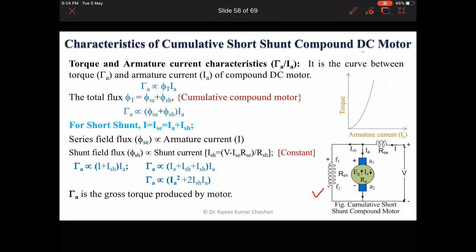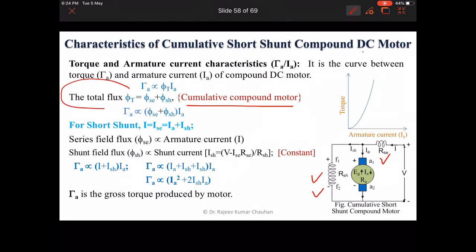Tau is proportional to phi into Ia, where phi is the flux and Ia is the armature current. In case of a cumulative compound motor, there are two field windings: one is the shunt field winding, the second is the series field winding. Therefore, the flux phi depends on the flux produced by the series field winding and the flux produced by the shunt field winding. In case of cumulative compound motor, the flux phi t is equal to phi se plus phi sh.